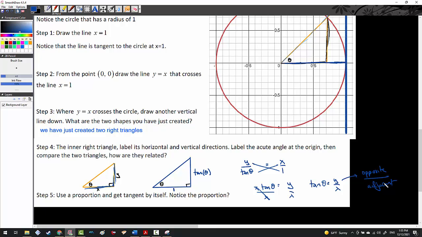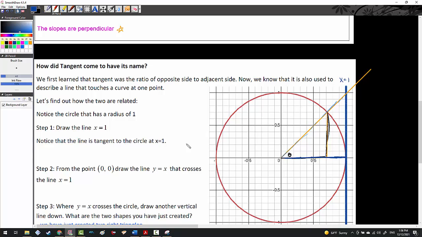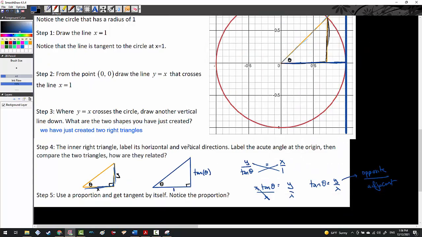So that's just one way to show how tangent got its name. I hope you found that interesting. But from here, I'm hoping you understand that for tangent lines to circles, the radii and the slopes of the tangent lines are perpendicular. That is what we want you to get out of this lesson. So as long as you understand that, then you'll be in good shape. And yeah, I think that'll do it for this lesson.